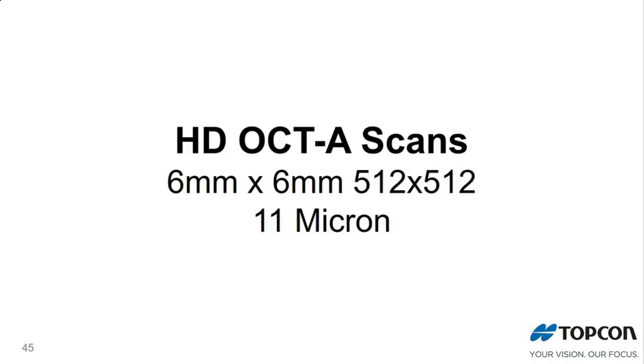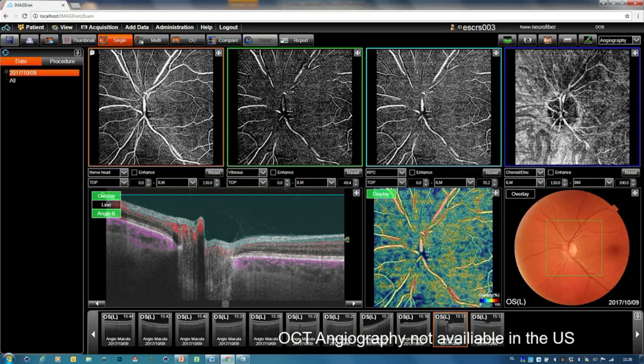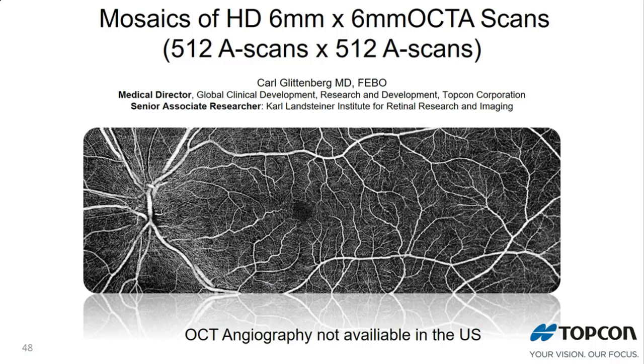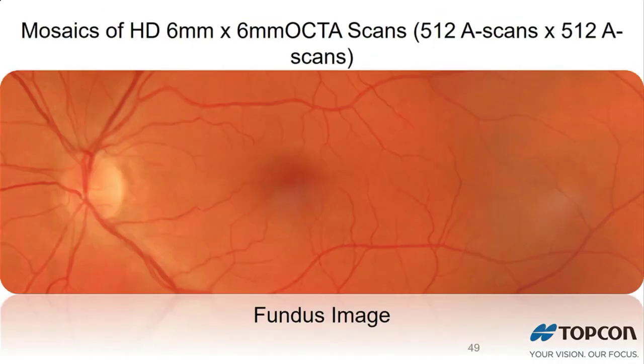What we also now have is a high definition OCT A-scan, which is 6 millimeters by 6 millimeters, at a scan pattern of 512 by 512, which gives you 11 micron spacing. And that gives you a very, very dense data set, which can be very, very useful for looking for any kind of lesions. Now, using that dense data set, it's possible to create mosaics that give you a tremendous amount of information. And of course, we get a fundus image automatically taken at the same time. That's one of the benefits of the machine.